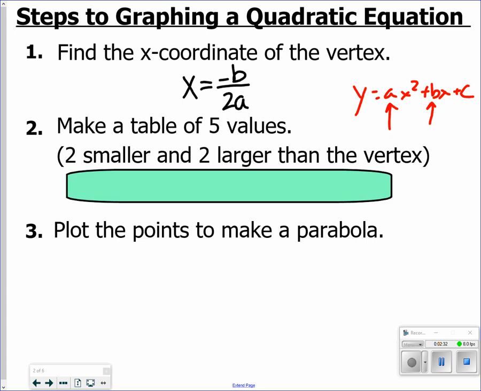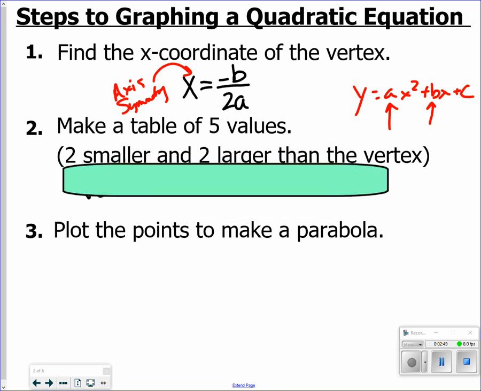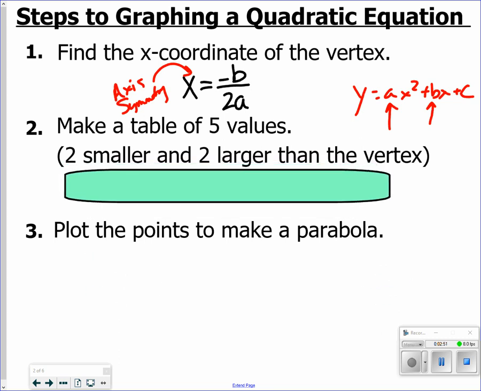First, you're going to find what's called the axis of symmetry. So this equation is technically the formula to find the axis of symmetry. Then we'll make a table of values with the axis of symmetry being the middle. The vertex is always in the middle of the table. So wherever the axis of symmetry is, that's where the middle of the table should be. And then we'll plot our points.